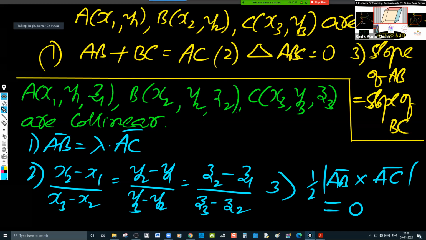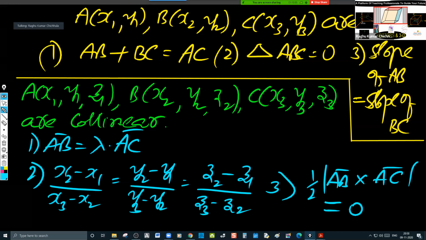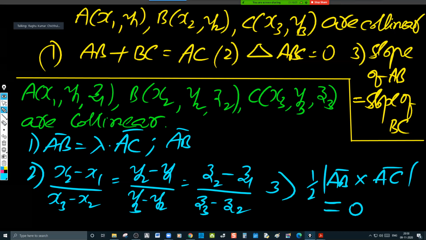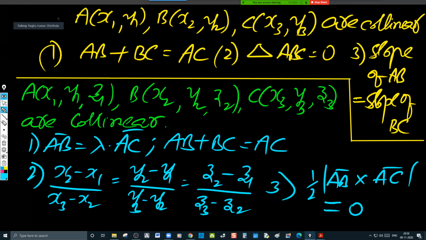See, all the three I have told you. I explained all the three, how to convert 2D to 3D. As Manas was saying, AB bar is equal to lambda AC bar in the form of vectors, but if they are collinear, you will have this simply. This is the universal formula, let me say. I'm talking about AB plus BC. Distance is always common. If they are collinear, AB plus BC is equal to AC. Sum of any two distances must be equal to the third distance. This is what you have to understand.